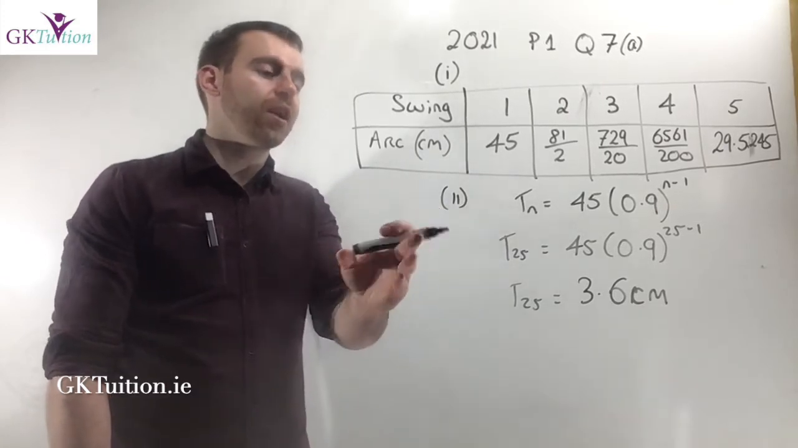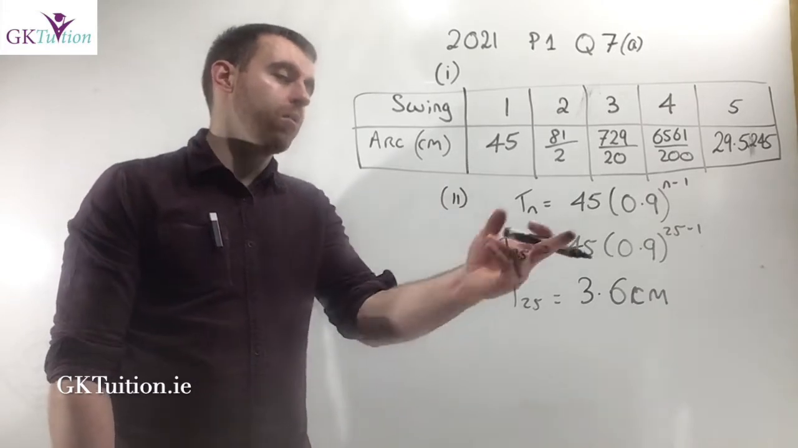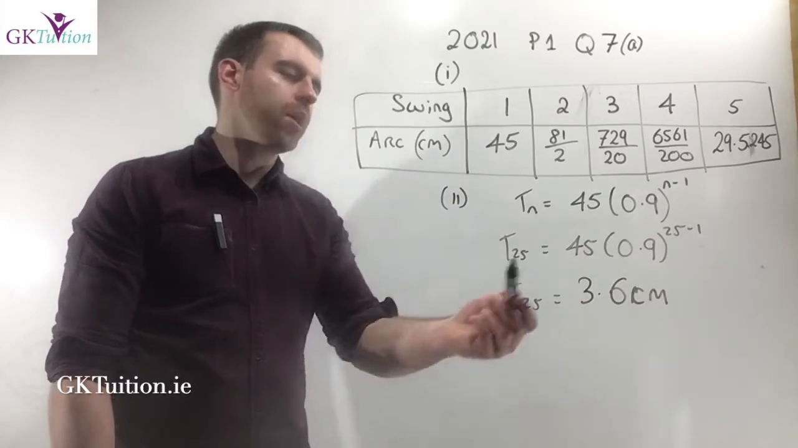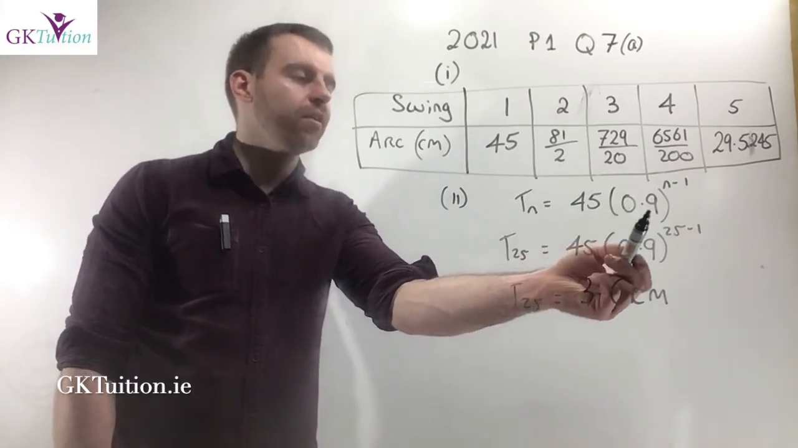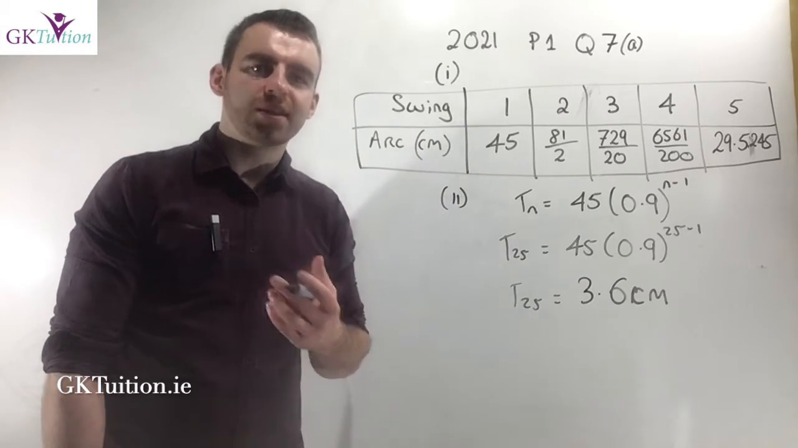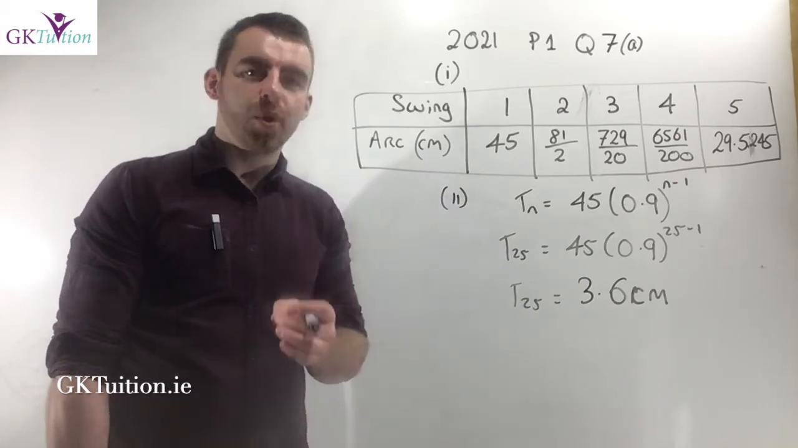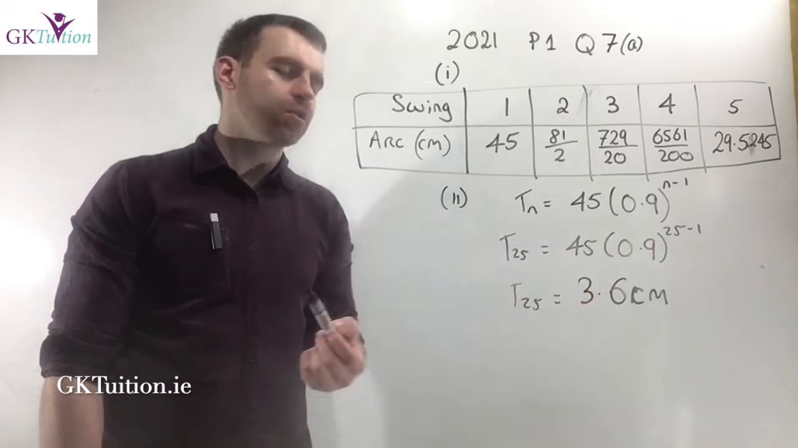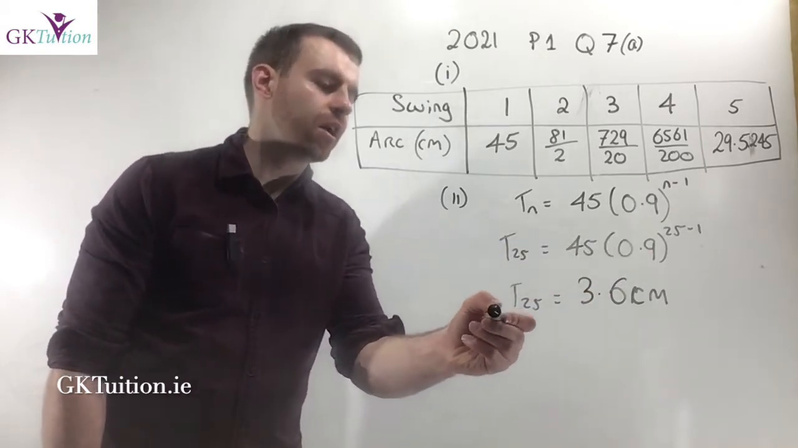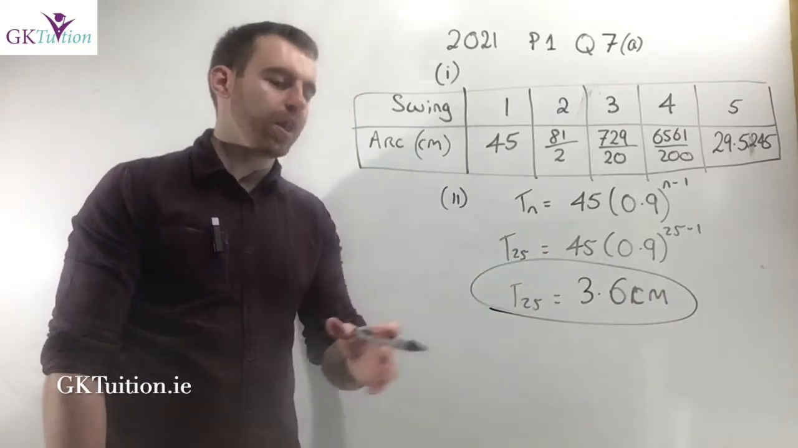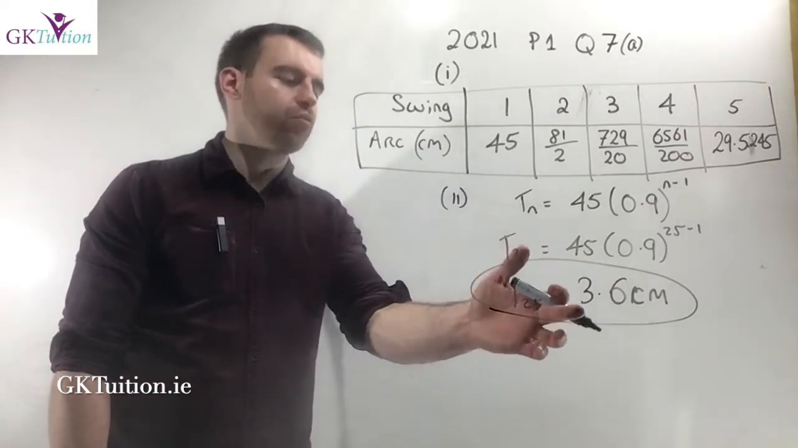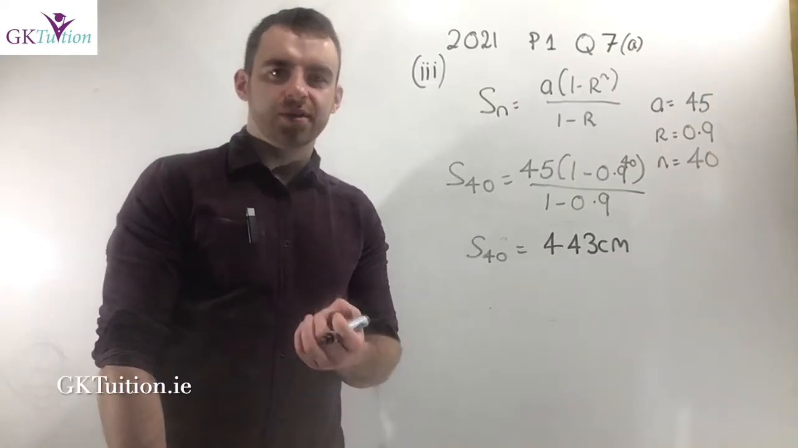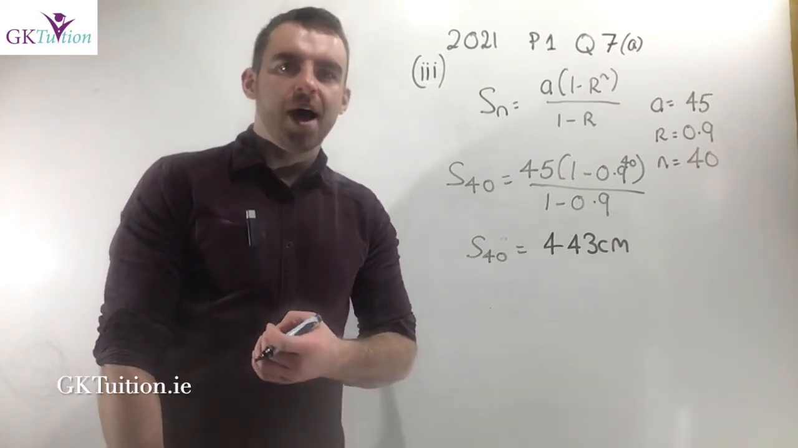In part II, we're actually told the general formula. Remember, the general formula from your maths tables is a times r to the power of n minus 1. They've just subbed in the a is 45 and the r is 0.9. We're asked to use this to find the length of the 25th swing to one decimal place. So we simply sub in n equals 25. Plug it into your calculator and you should work out that the 25th swing, the arc length of it is 3.6 centimeters.